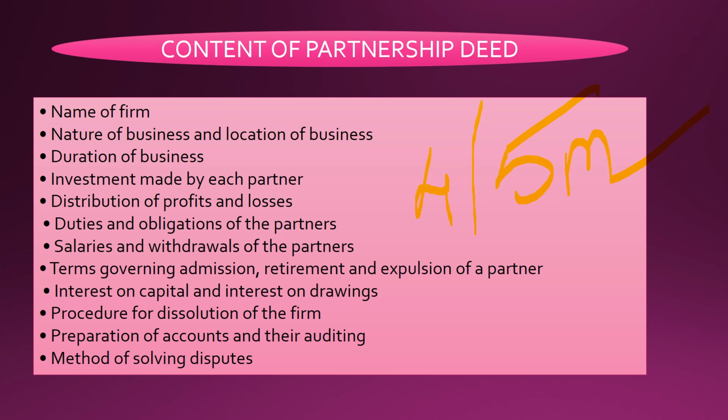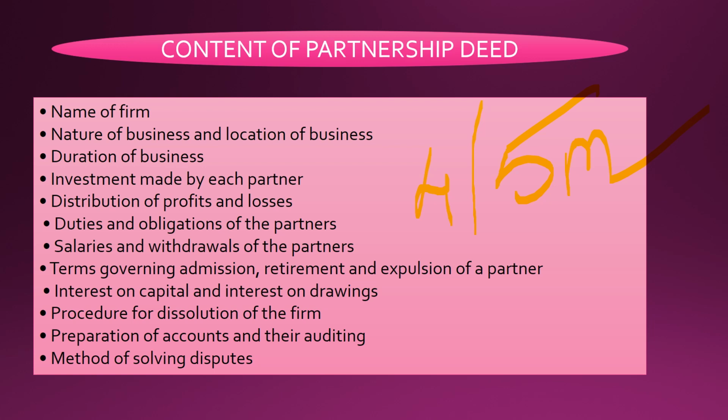If they ask you what is the content of the partnership deed, you should know all these things should be mentioned in it. That means the name of the firm, let's say XYZ Limited. Where exactly you are starting your business, whether it's in Karnataka, Delhi, Bombay, where. Duration, that we are probably going to run the business for 5 years. Investment, how much capital each and every partner has invested: 1 lakh, 2 lakh, 3 lakh, 4 crore, 5 crore.